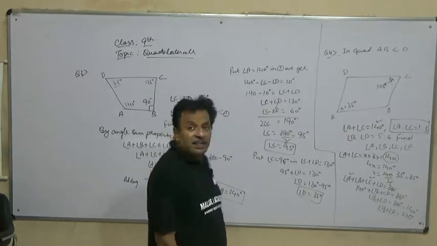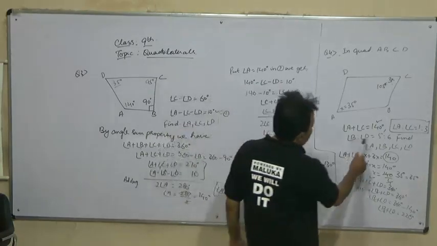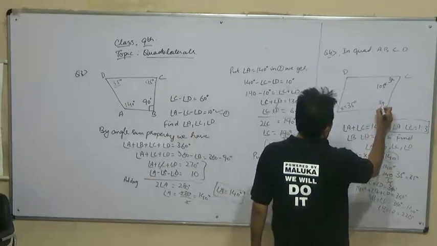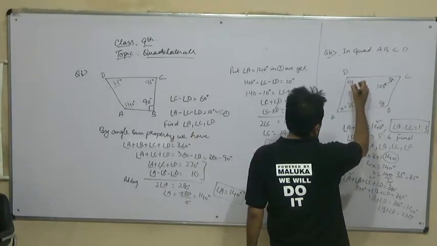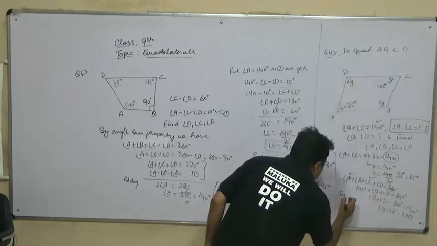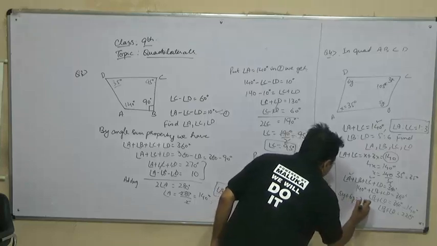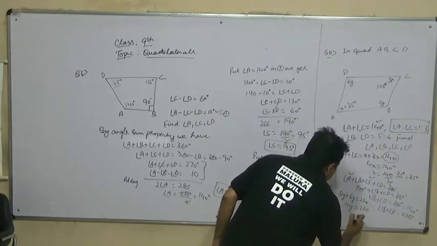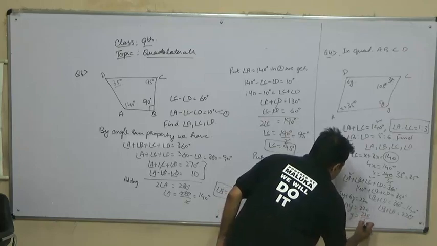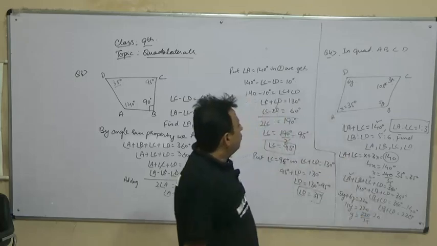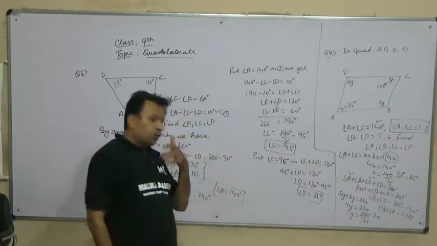Now we are given the ratio of B and D is 5:6. So let this be 5y and this be 6y. Adding these two, 5y plus 6y is equal to 220. 11y is equal to 220. y is equal to 220 by 11. So this will be 20. The value of y is 20.